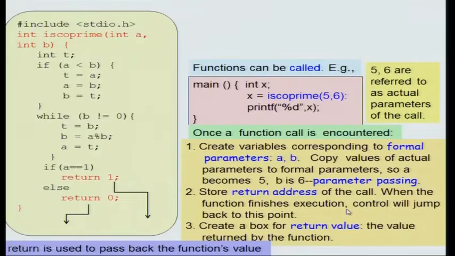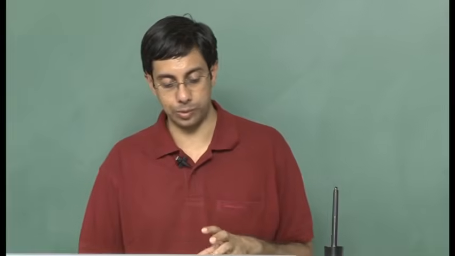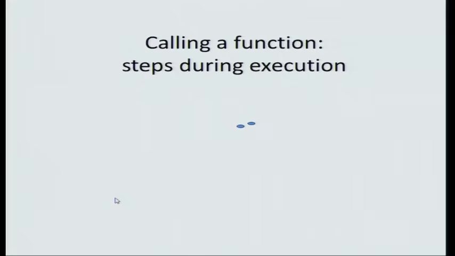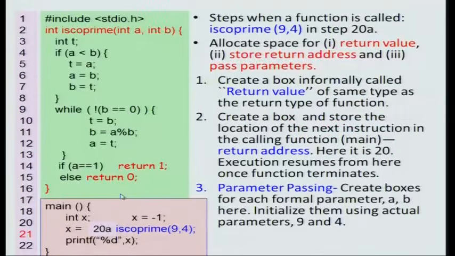Now in addition, we also create a box for storing the return value. At the end of the function, either 1 or 0 will be returned. So we also need some space in memory to store that return value. To look at it in slightly greater detail, let's say that isCoPrime(9,4) is called in step 20A. So this is the address 20A, by which I mean it's line 20 and some location A. So now you have to allocate the space for the return value, store the return address and pass the parameters.